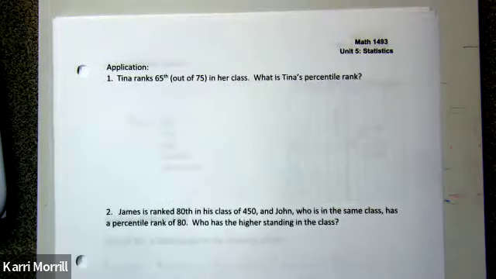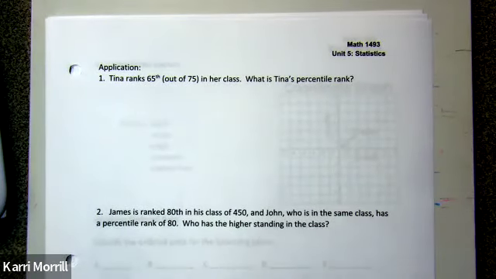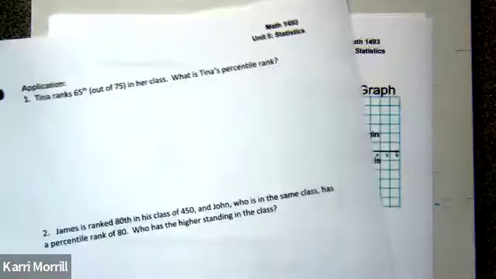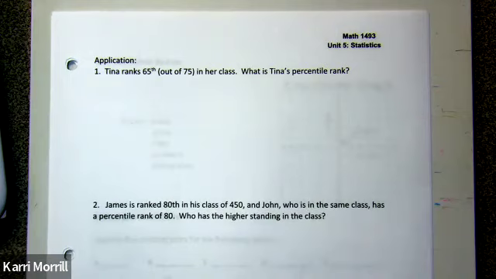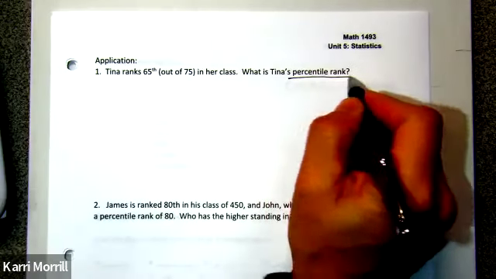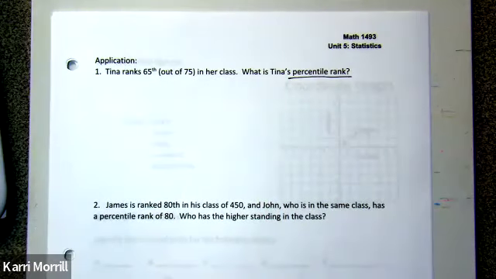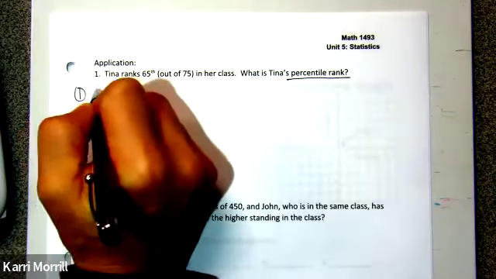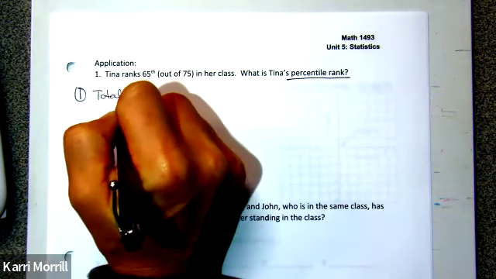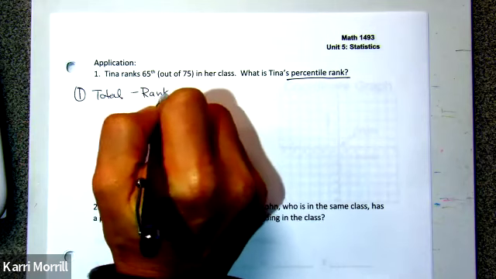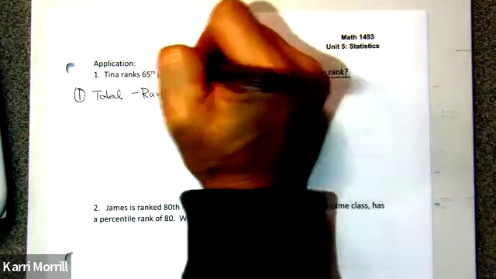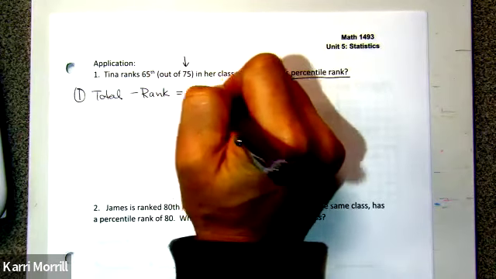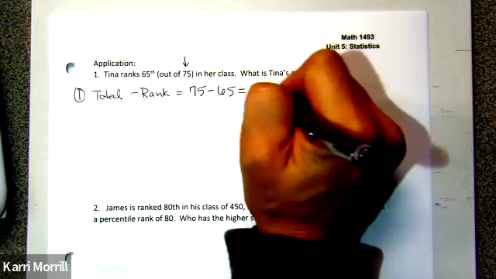So let's turn the page and go to application. We'll do a couple more problems, just 2 more. It says Tina ranks 65th out of 75 in her class. What is Tina's percentile rank? This is when we do the 3 steps. We take our total and subtract our rank value. How many were total in the class? They said out of 75. So 75 minus 65 is 10.